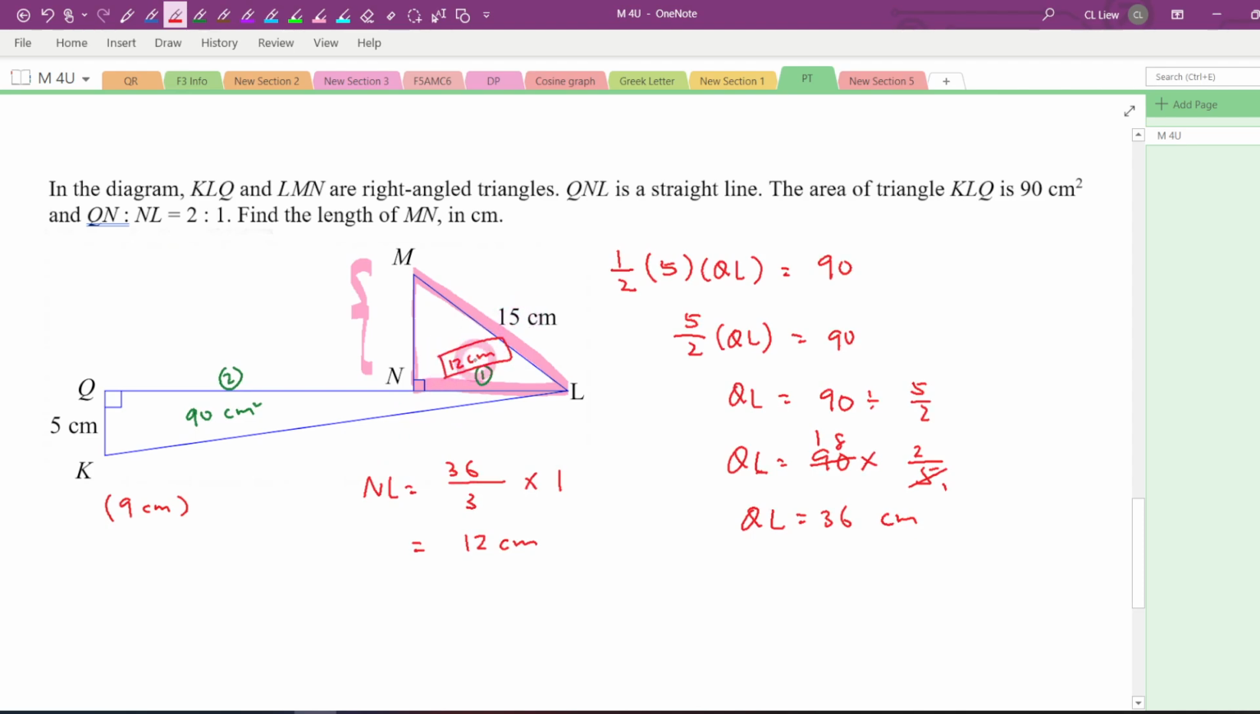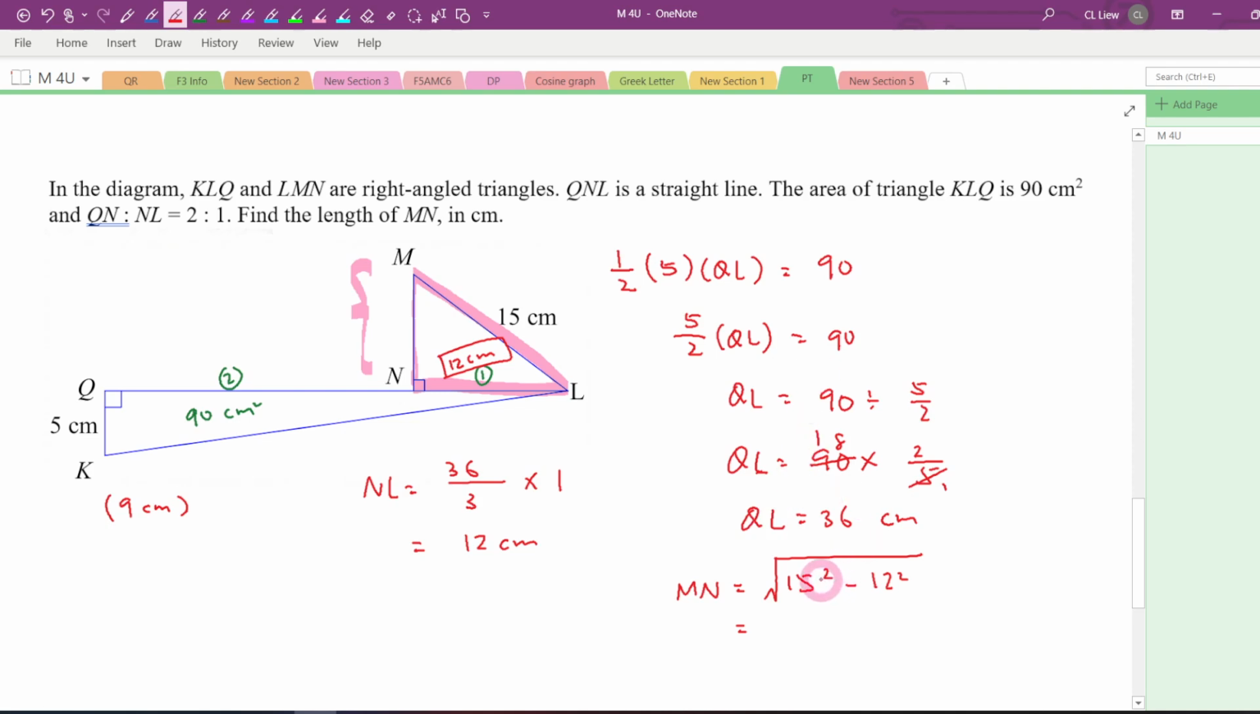Now I have the length here and here. So can I get the length of MN? No problem, right? So before getting MN, ask yourself, is this short or long? Short. Therefore, minus. MN is equal to the square root of 15 square minus 12 square.